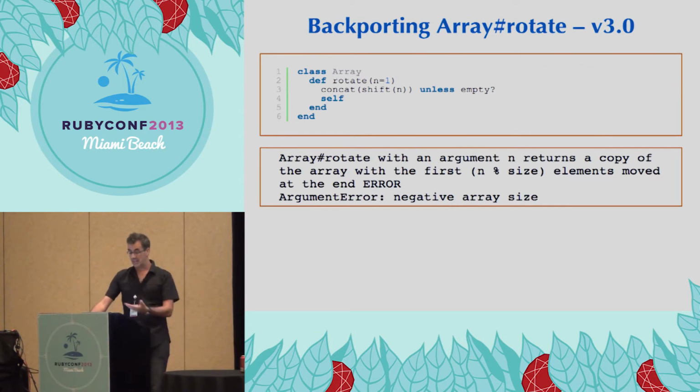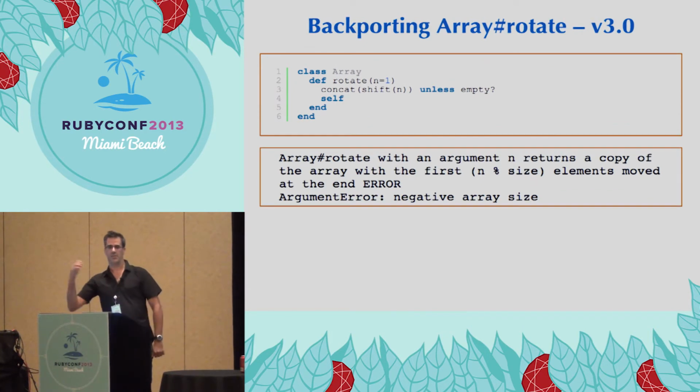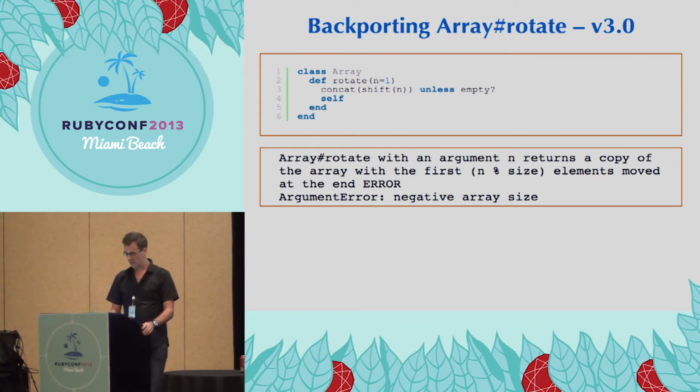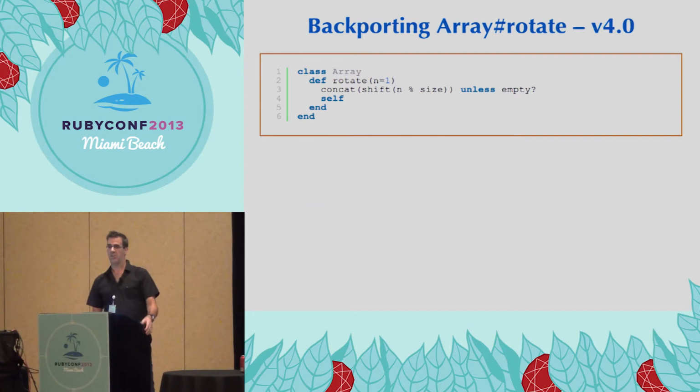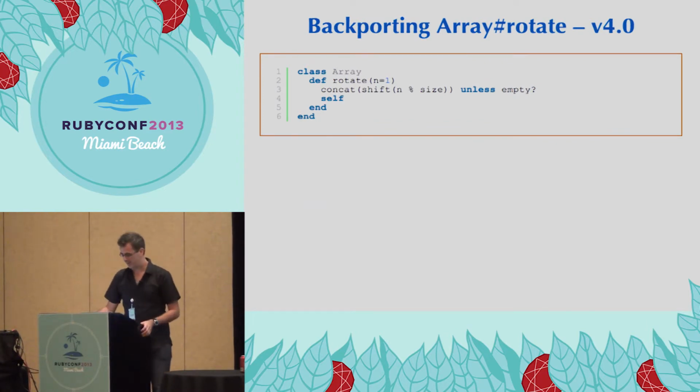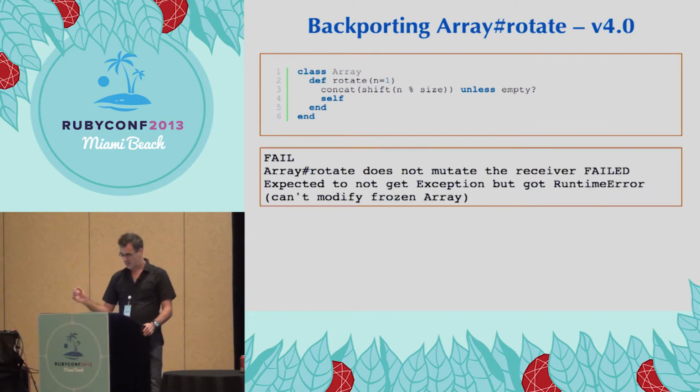No, we're not really good, and actually the test says that we should really do a mod on the size, because if the number is negative or if it's too high, it should still work, but shift won't. So, okay, this gives us the solution. We add mod. We're at version 4 of our rotate. Surely we must be pretty close to passing the specs.